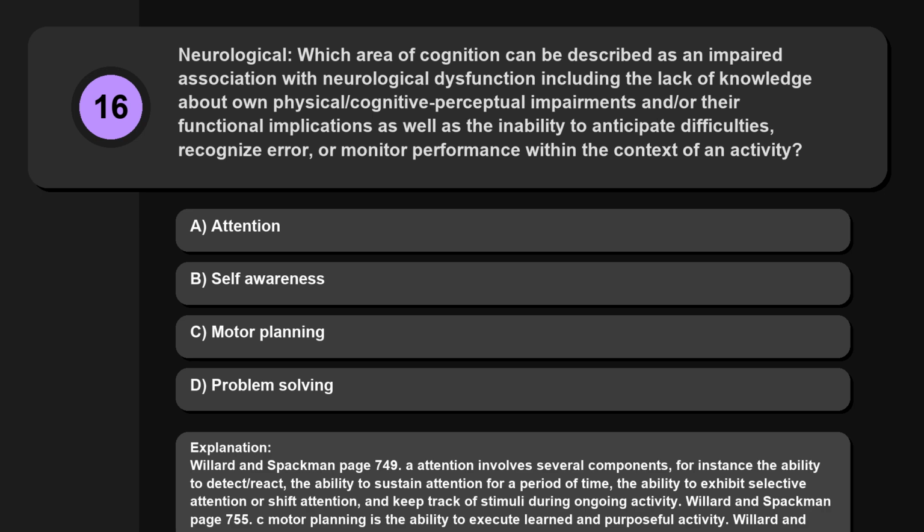Willard and Spackman, page 749. Attention involves several components, for instance the ability to detect/react, the ability to sustain attention for a period of time, the ability to exhibit selective attention or shift attention, and keep track of stimuli during ongoing activity. Willard and Spackman, page 755. C. Motor planning is the ability to execute learned and purposeful activity. Willard and Spackman, page 761. And D. Problem solving involves planning and concept. Screening adult neurologic populations, page 22.